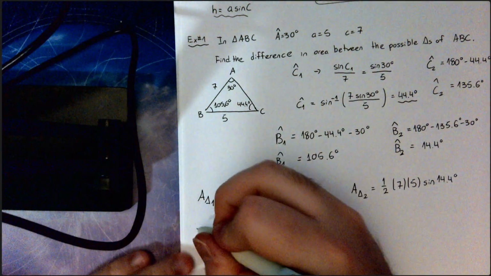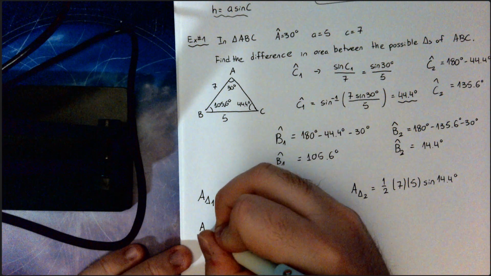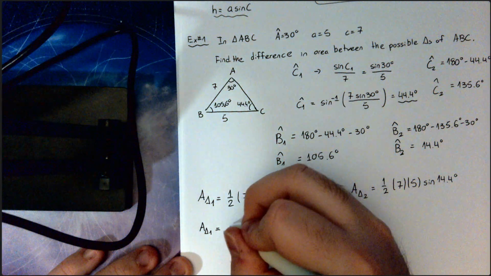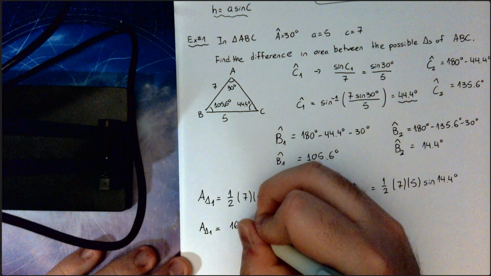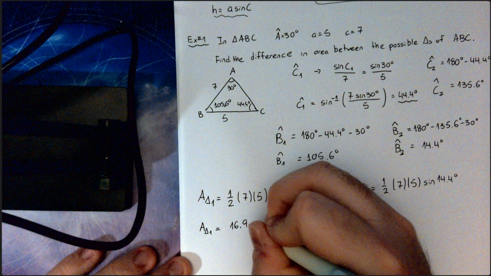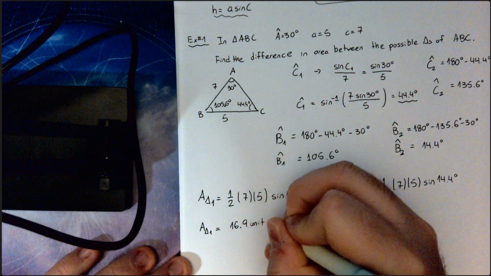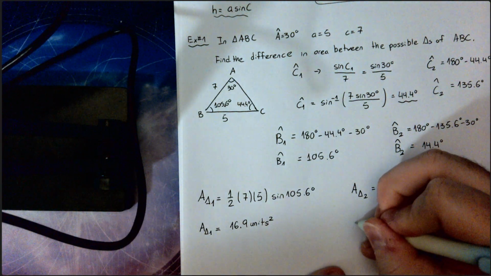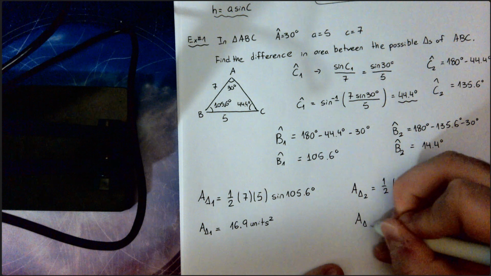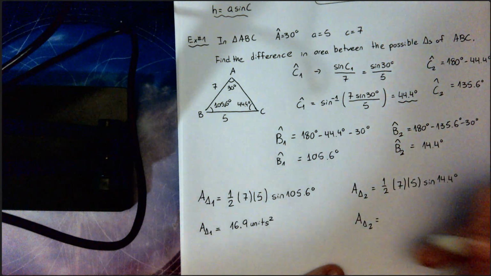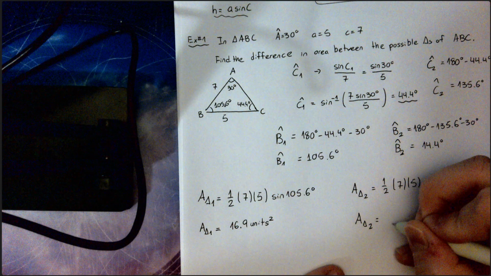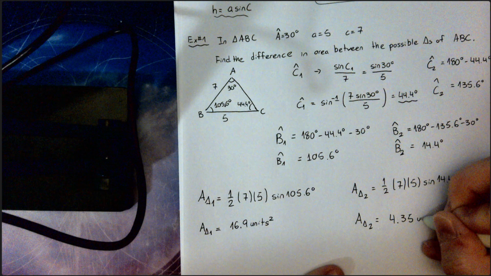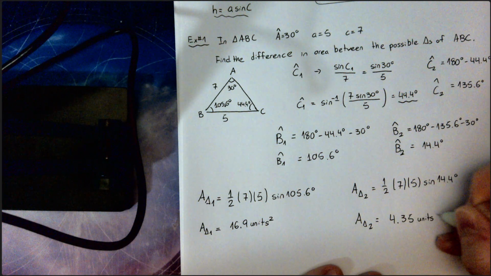And our two separate areas are going to be area of triangle 1 is equal to 16.9 units squared. So we still have to write units squared. It's not like no units were given, so it's not puppies or leprechauns squared. It's still units. And then here, for our second triangle, it's going to be 4.35 units squared.